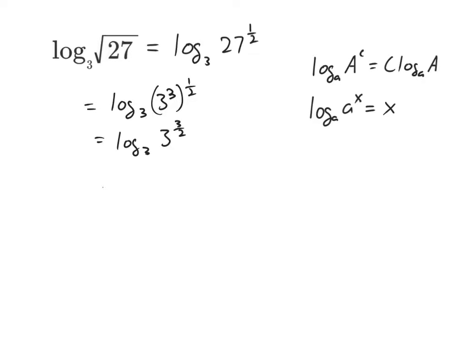And then I can pull it down in front using this one. So I get 3/2 and then log base 3 of 3. And then I can use this rule. Log base A of that same thing is just 1. So this right here just becomes 1. So you get 3/2 times 1, which is just 3/2.